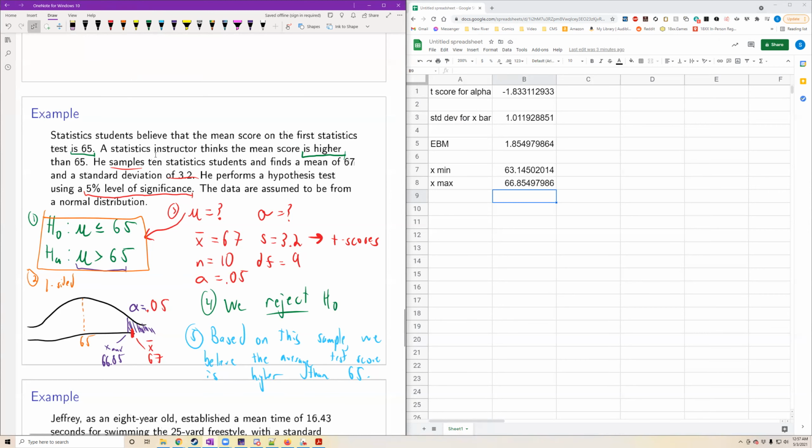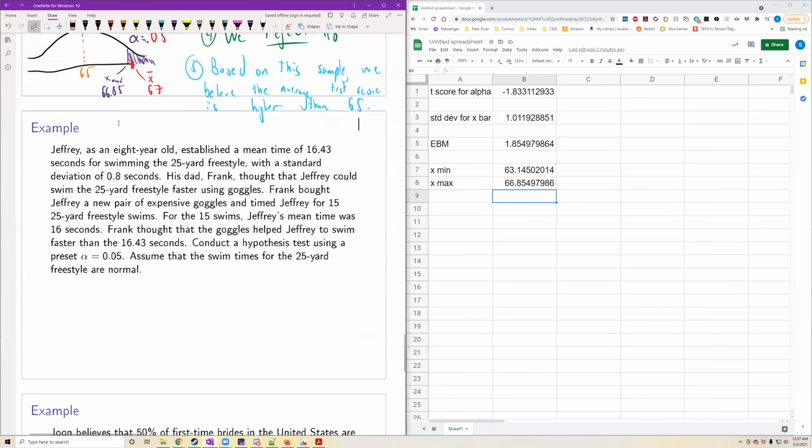Let's do 2 more examples here. Jeffrey, a certain 8-year-old, established a mean time of 16.43 seconds when swimming 25-yard freestyle with a standard deviation of 0.8 seconds. His father, Frank, thought that Jeff could swim the 25-yard freestyle faster when using goggles. So we bought him some fancy goggles and timed him 15 additional swims. For the 15 swims with goggles, the mean swim time was 16 seconds. And Frank is saying, I think the goggles help Jeffrey swim faster than his regular mean of 16.43. We want to conduct a hypothesis test. It gives us the alpha of 0.05, and we're assuming that the distribution of swim times is normal.